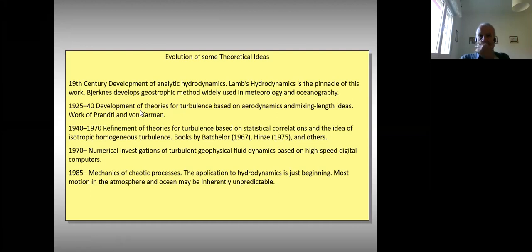So these are the evolution of some theoretical ideas. For example, the theory of turbulence is 1940, 1970. Analytical hydrodynamics and Lagrangian hydrodynamics are 19th century. Bjerknes develops geostrophic methods widely used in meteorology and oceanography. This is the 19th century. In the 1980s, there is the mechanics of chaotic processes.